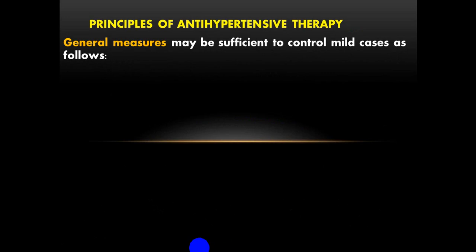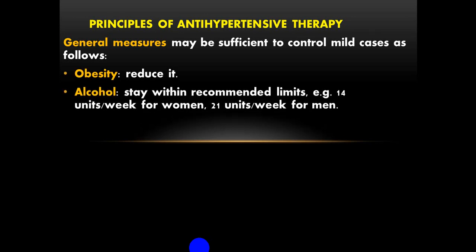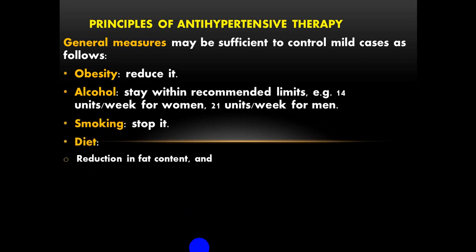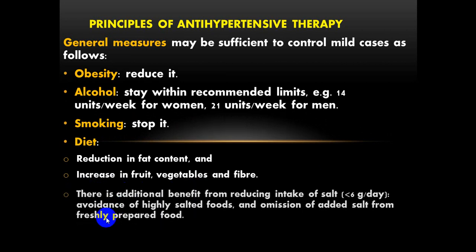Before starting drugs to control our hypertension, we have to follow general measures which may be sufficient to control mild cases of hypertension. So what are these general measures? First of all, obesity, we have to control or reduce obesity. Second, alcohol, we have to control. Smoking, stop it. Diet, reduction in fat content, increase in fruits, vegetables, and fibers.